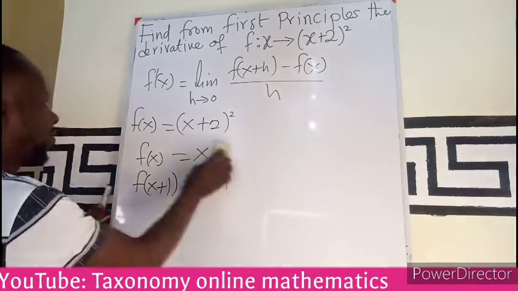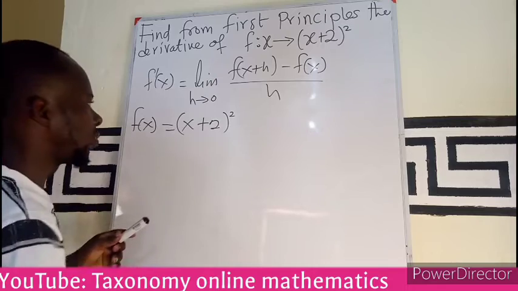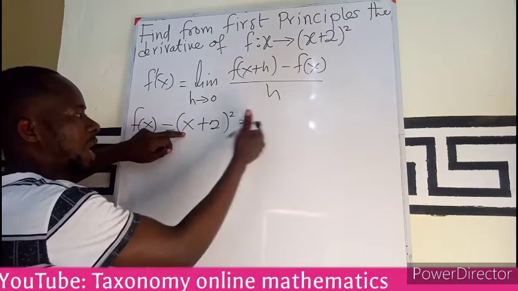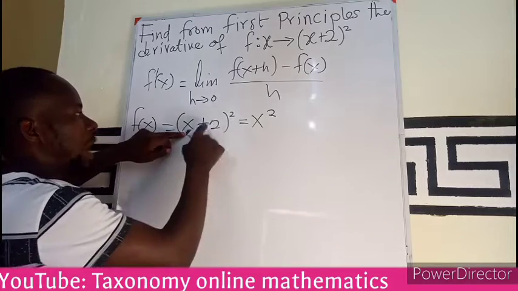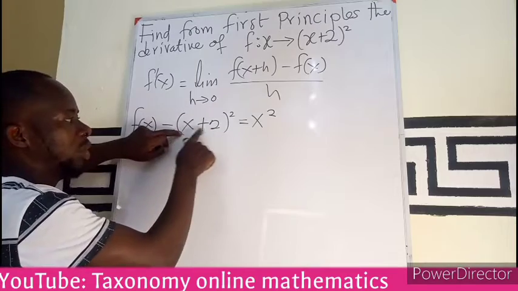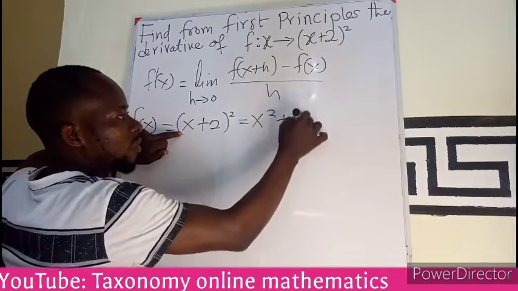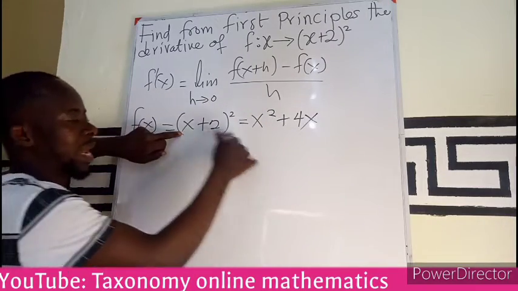So if I expand this, the easiest way is to expand this binomial. We know we square the first, twice their product. The product of this is going to be 2x. Twice of that will give us 4x. Then you square the last.